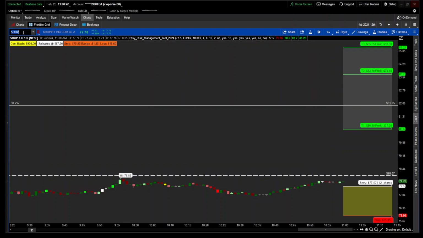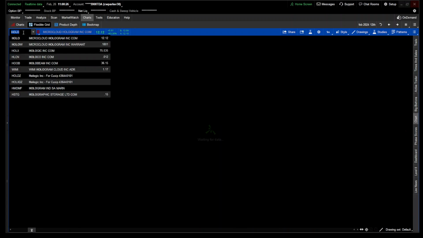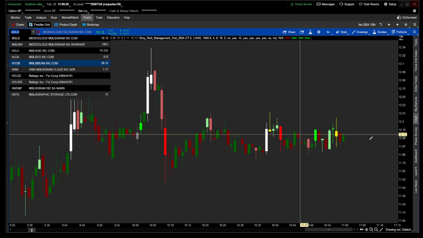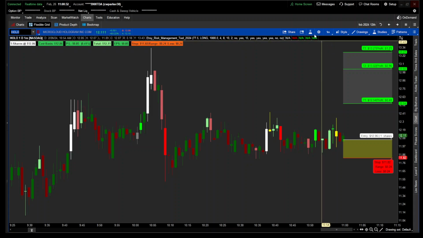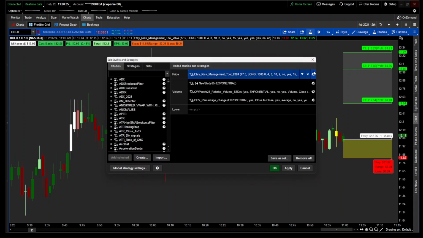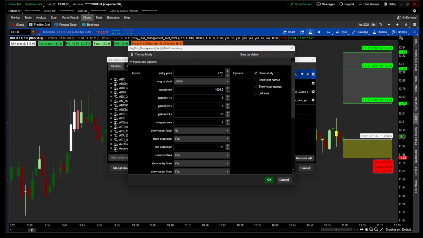But if I actually do place a trade, it's going to go back to my original entry price, just like here. No matter if I've changed this or not. It's going to go to the price where I actually enter the trade once I place a trade. So that's a special feature about this one.